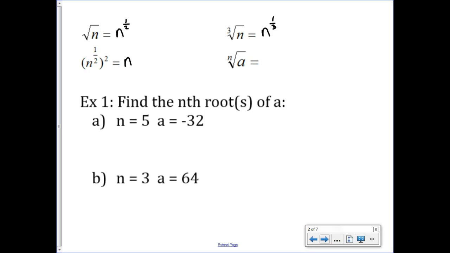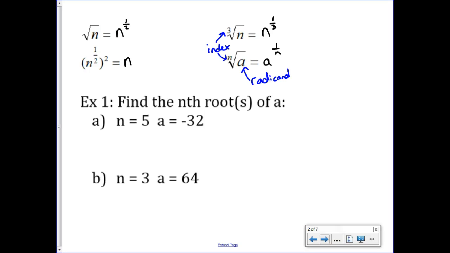The nth root of a, we can rewrite as a to the 1/n power. Just some terminology here. The number outside your radical is called your index. The number inside your radical is called your radicand. So index and radicand are two terms that you will want to know.